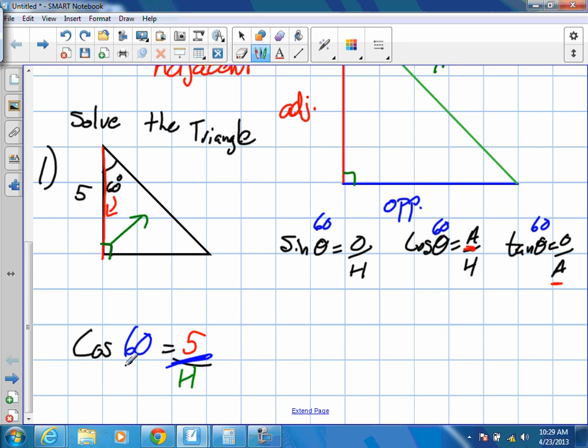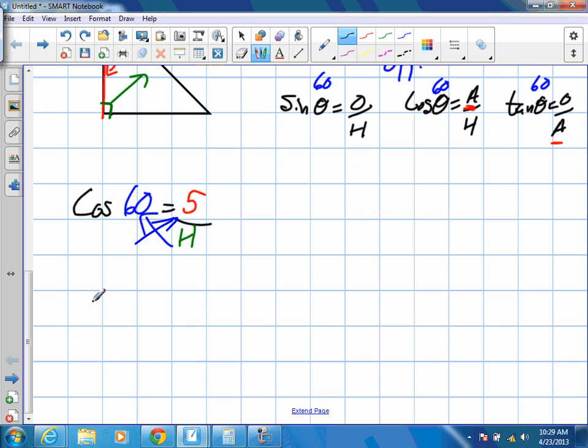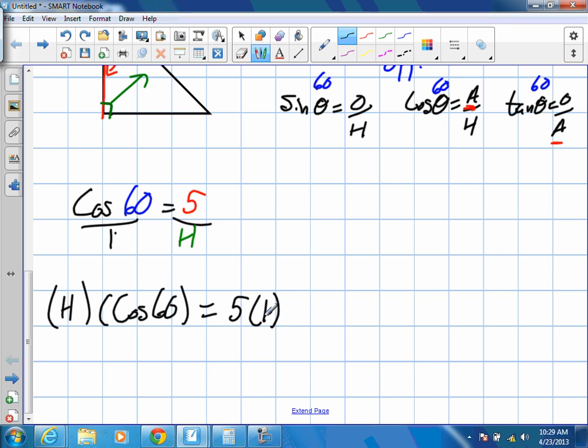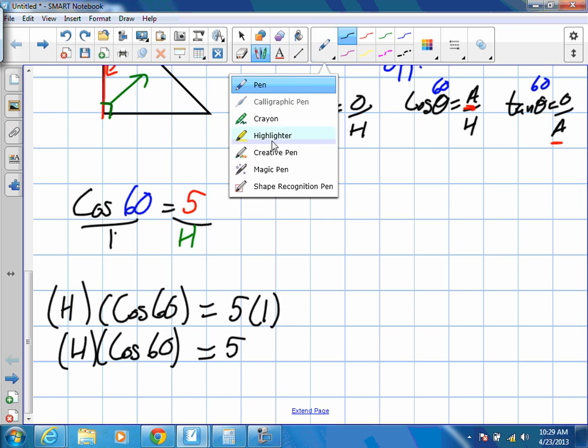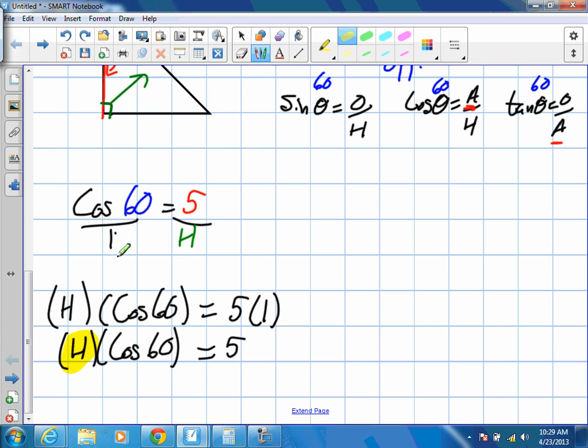That's exactly what I want you to think of. If these are two fractions, the fastest way to get equivalent fractions to be not fractions is to cross multiply. So, on the one side, we're going to have h multiplied by cos 60 is equal to, and if I turn this into 1, it becomes 1 times 5. Well, 1 times 5 will be just 5. And we still have h times cos 60. The goal is to get what by itself? H.